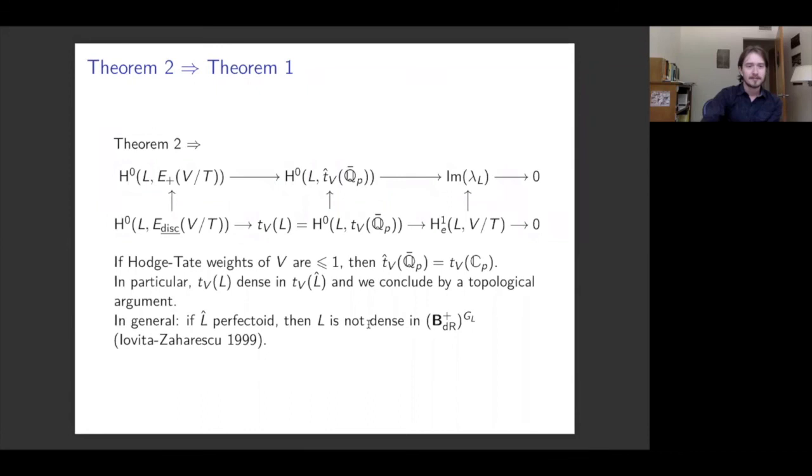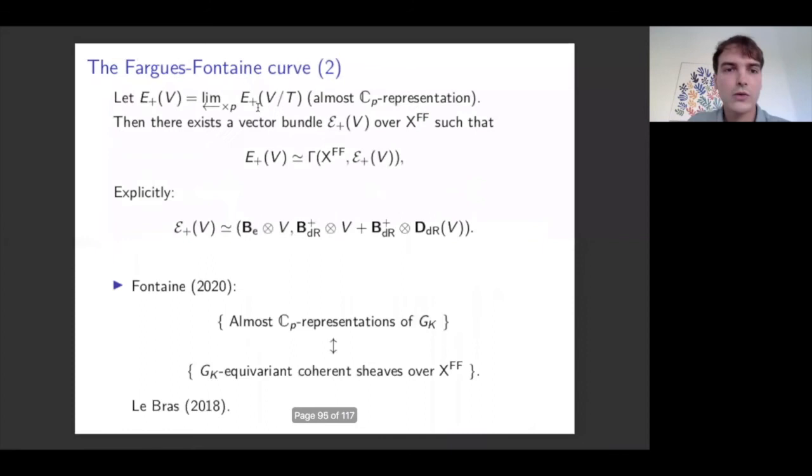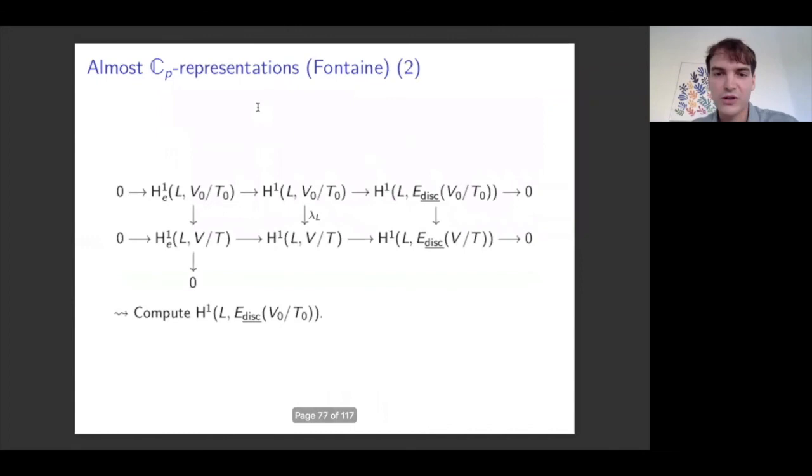Can you say something more specific when your representation comes from a modular form? I know that your theorem would apply when you have an abelian variety. What about a modular form? Well, this theorem one applies to any sufficiently twisted representation because there is no limit really. It's not like an abelian variety where you are in a range.